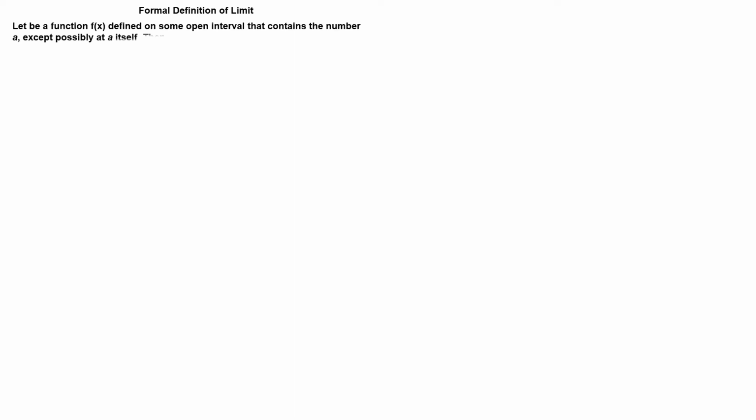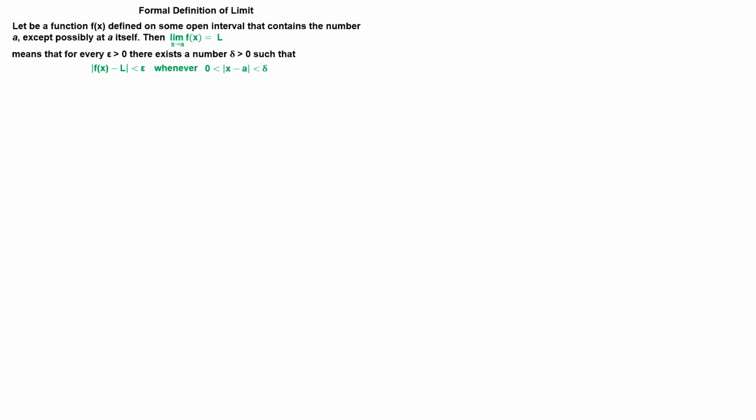This foregoing discussion leads us to state the formal epsilon delta definition of the limit. Let f of x be a function defined on some open interval that contains the number a, except possibly at a itself. Then the limit of f as x approaches a is L means that for every epsilon greater than 0, there exists a number delta greater than 0 such that the distance between f of x and L is less than epsilon whenever the distance between x and a is less than delta.